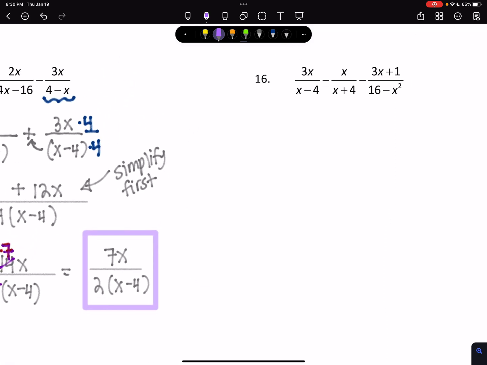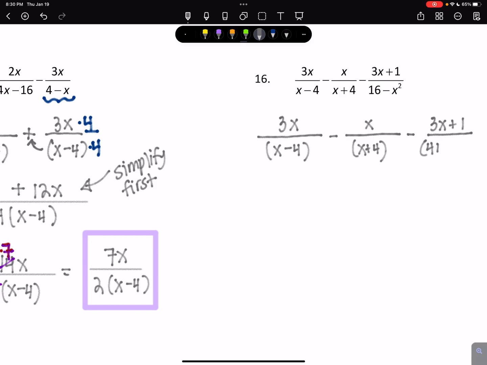Okay, number 16. See if you can get started on this. Maybe press pause and try this on your own. I can already tell I'm writing kind of big. I'm going to have to squeeze things in here. Minus 3x plus 1. And then I'm going to have 4 plus x and 4 minus x.